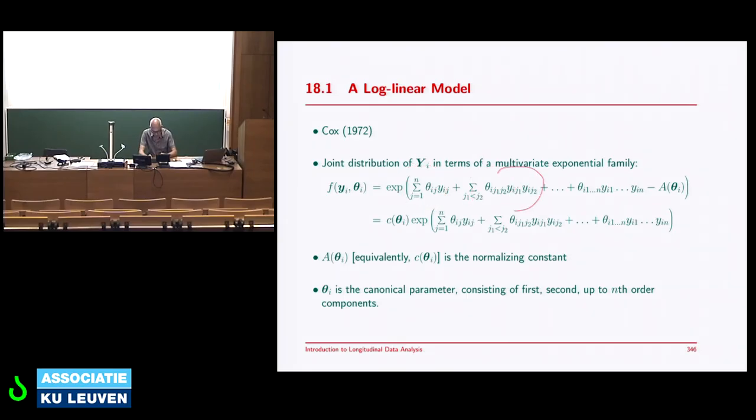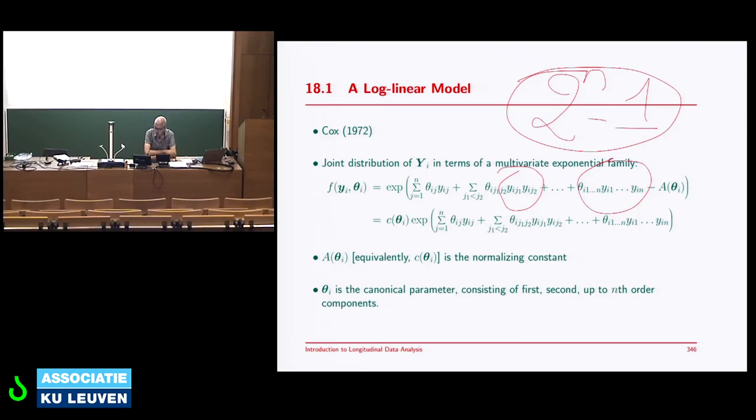I can look at the 3-way, the 4-way, the 5-way, until I have n-way cross products. For 4 repeated measures, I go up to order 4. For 10 repeated measures, I go up to order 10, and you say, yeah, I see that. That's all nice and well. But look at that. How many of those terms are there? 2 to the power n minus 1.